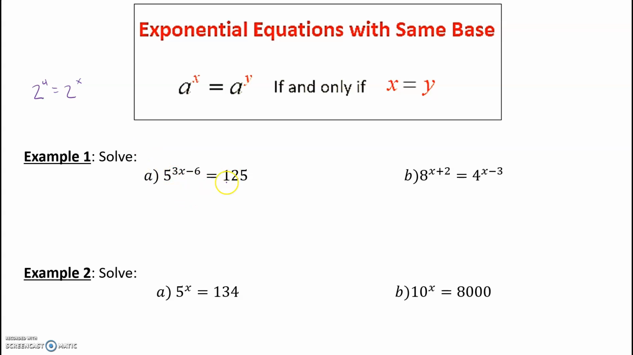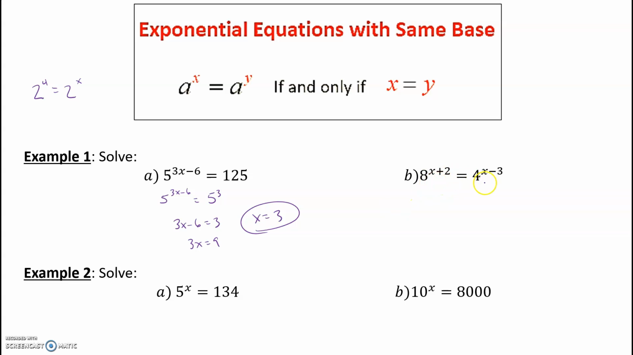So here I look at these numbers and I know I can get a base of 5. This already has a base of 5, to the 3x minus 6. 125, I can write it as 5 cubed. Now I have that common base, so I know 3x minus 6 has to equal 3. I know the exponents have to be equal, and you can forget about those bases. And then add 6 to both sides, and you get x equals 3.